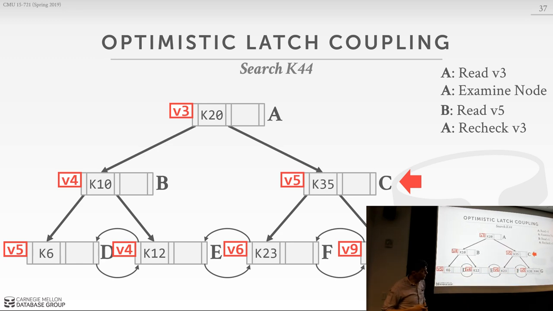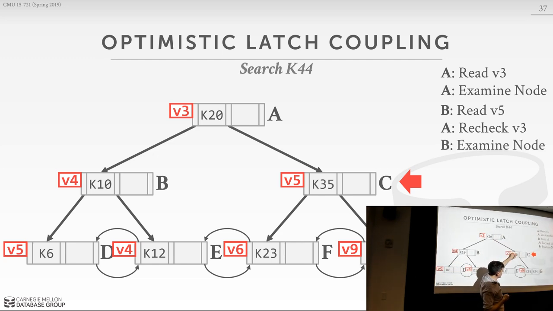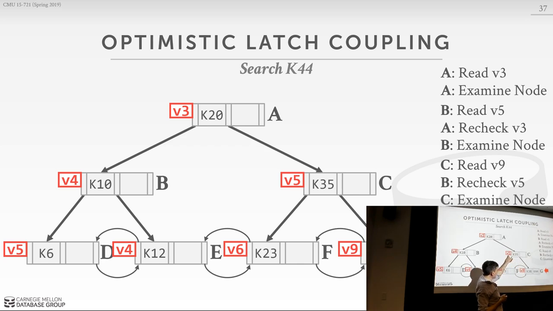All right, so now I do my check on V3. That gets validated. I can do my examination on this node here. Then I realize I need to go down here, check this version number, go back and recheck version 5. That passed. That hasn't been changed. So now I examine my node and find the key that I'm looking for. So you're optimistically assuming that no other thread is going to modify the node you just came from, so you don't acquire any latches on it as you go.